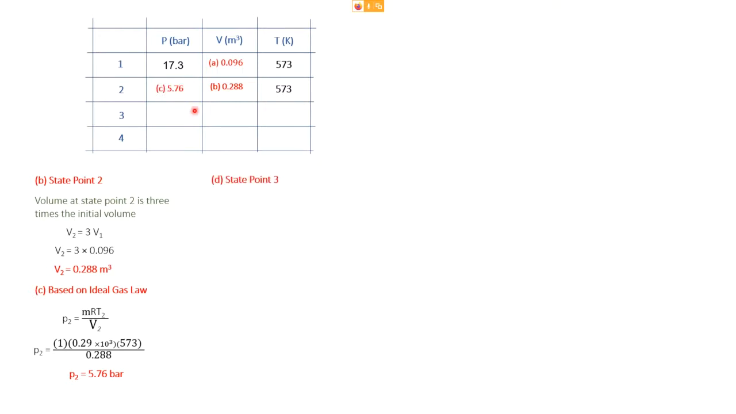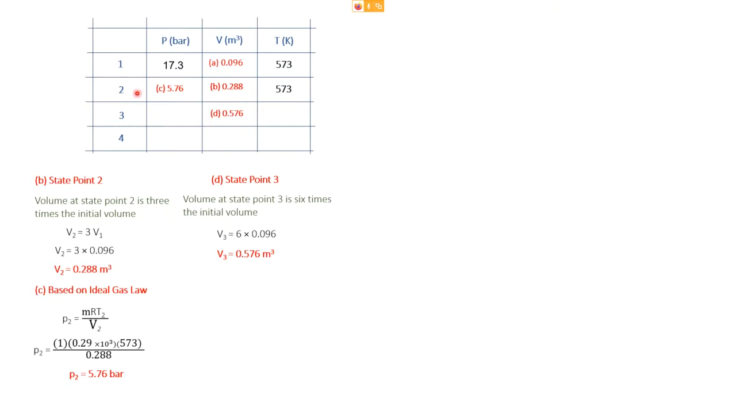Then state point 3, that means this point here. They say the volume here is 6 times the initial volume, given in the question. The volume at state point 3 is 6 times the initial volume, meaning the volume here is 6 times of this value. This statement is given in the question, remember. So you have got your V3. So put your V3 here.